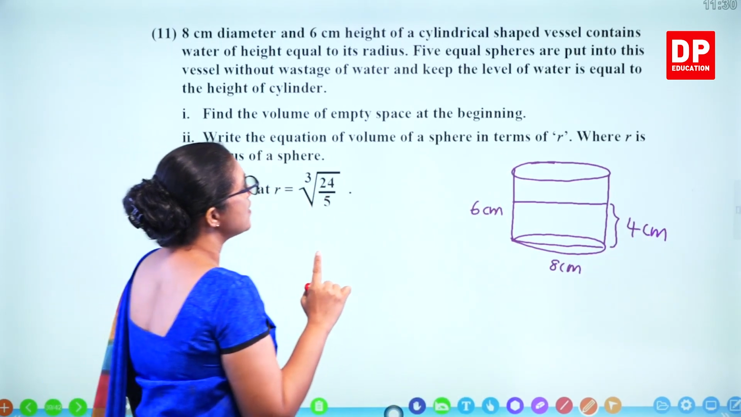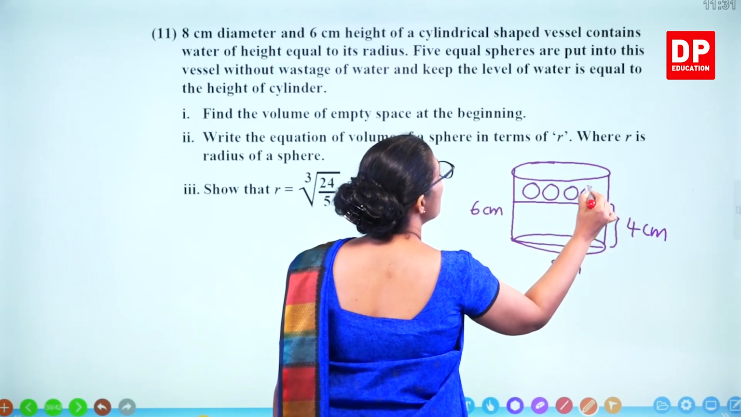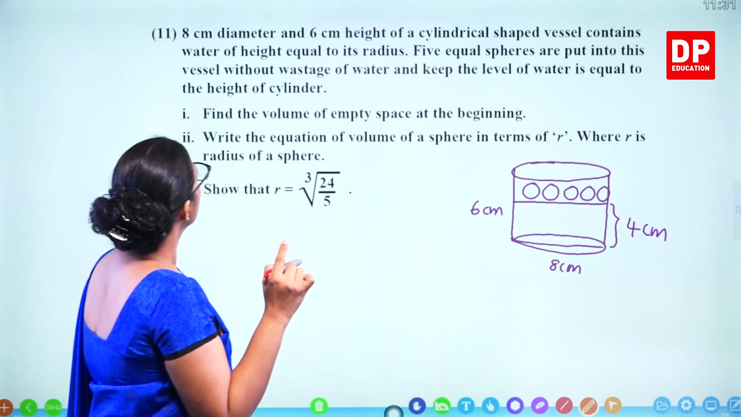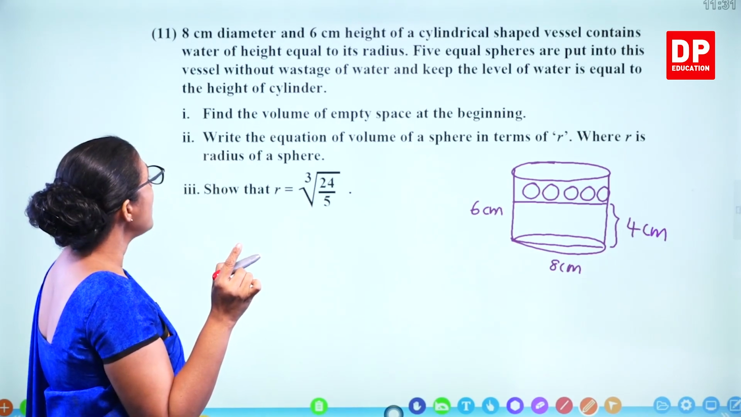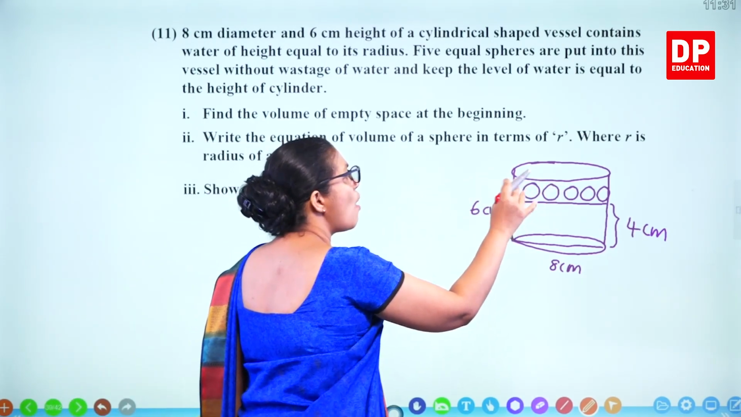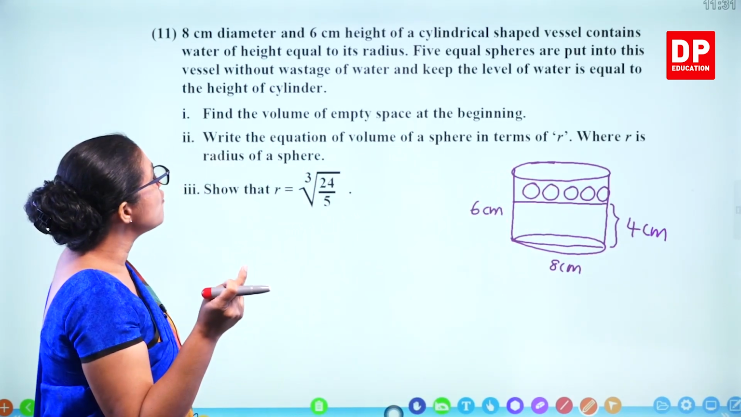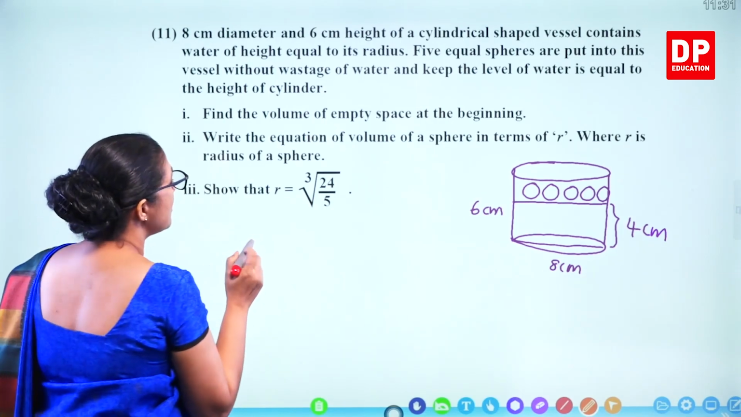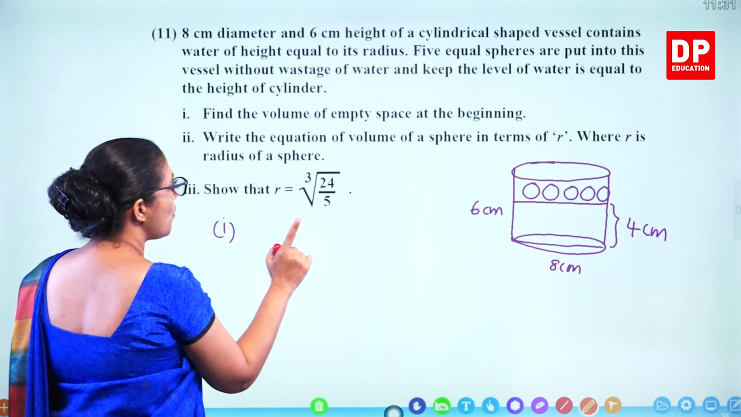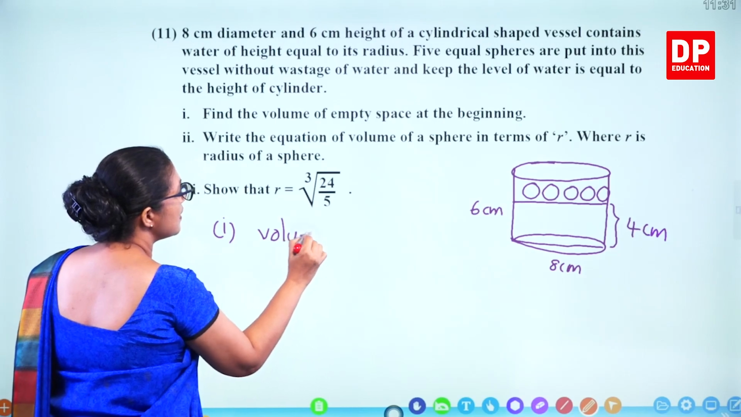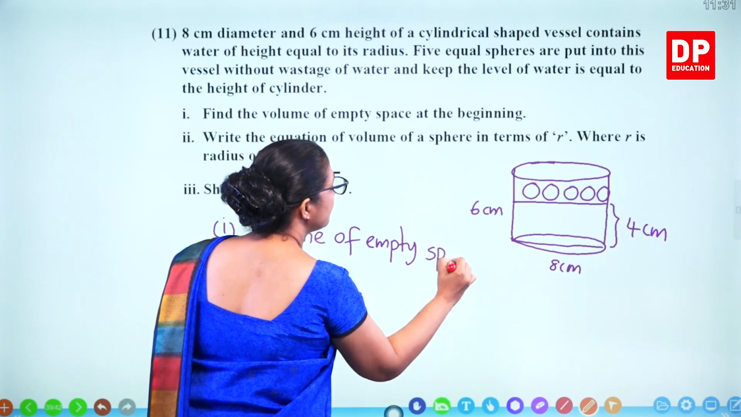5 equal spheres are put into this vessel. So 5, 1, 2, 3, 4, 5. Without wastage of water and keep the level of water is equal to the height of the cylinder. That means volume of the empty space is equal to the volume of 5 spheres. So what they ask, first part, find the volume of empty space at the beginning. So what's the volume of empty space? Volume of empty space.